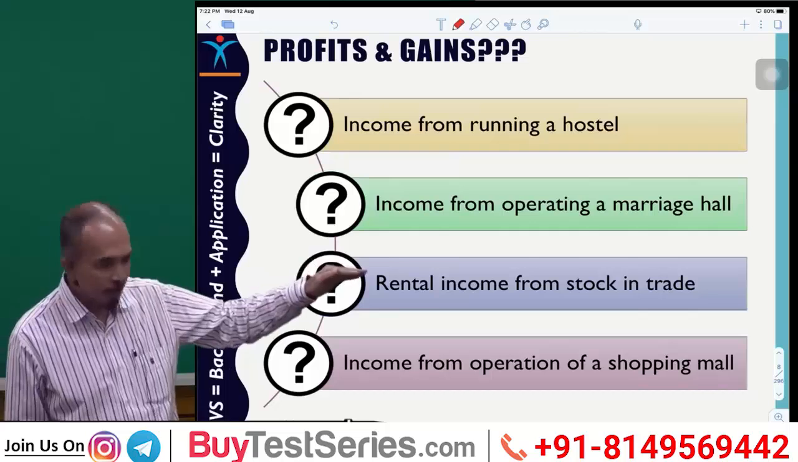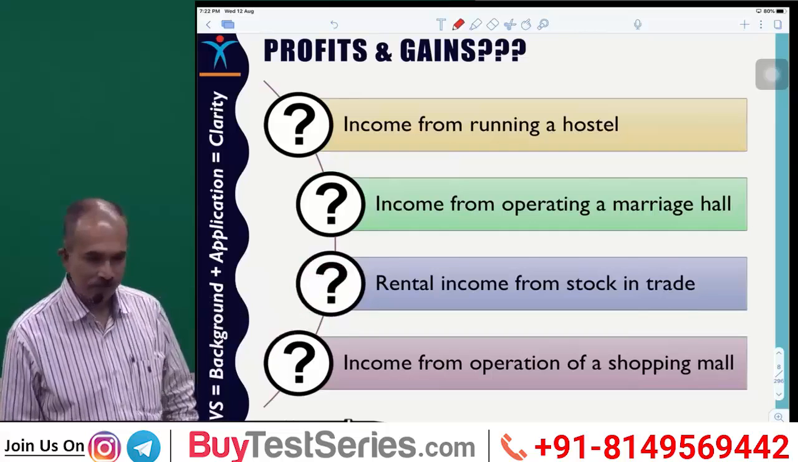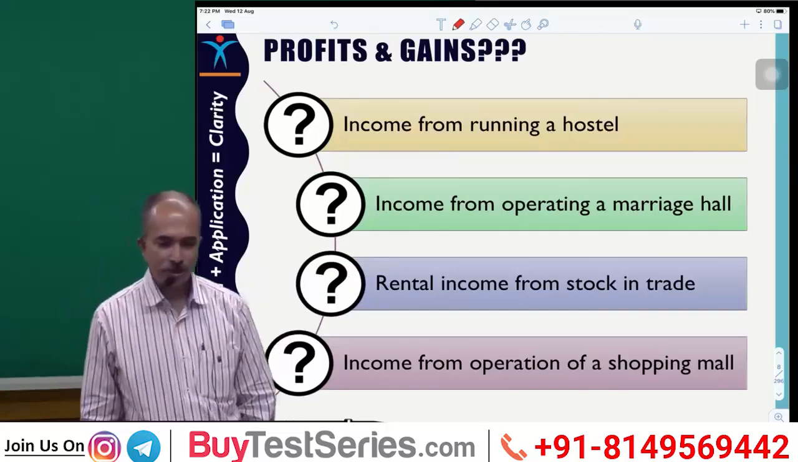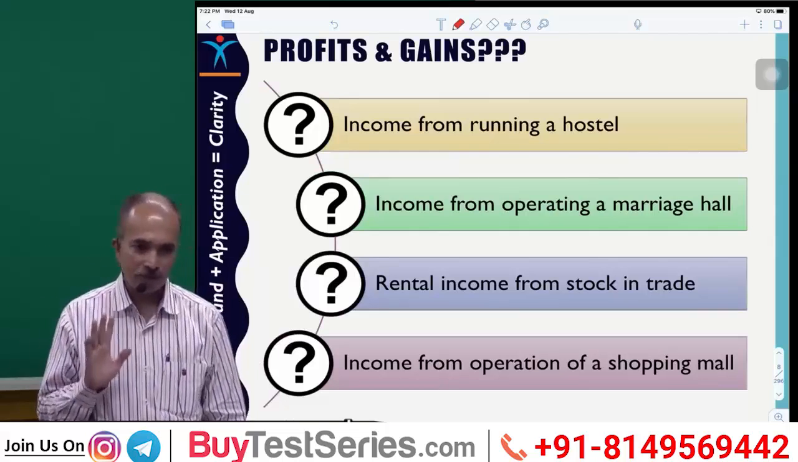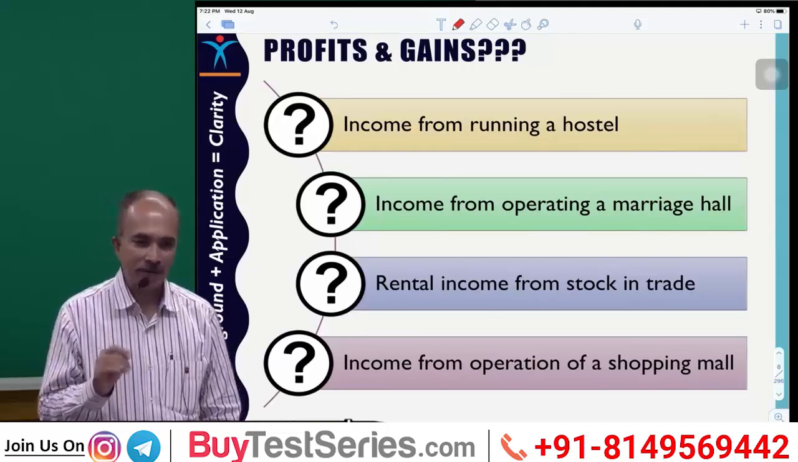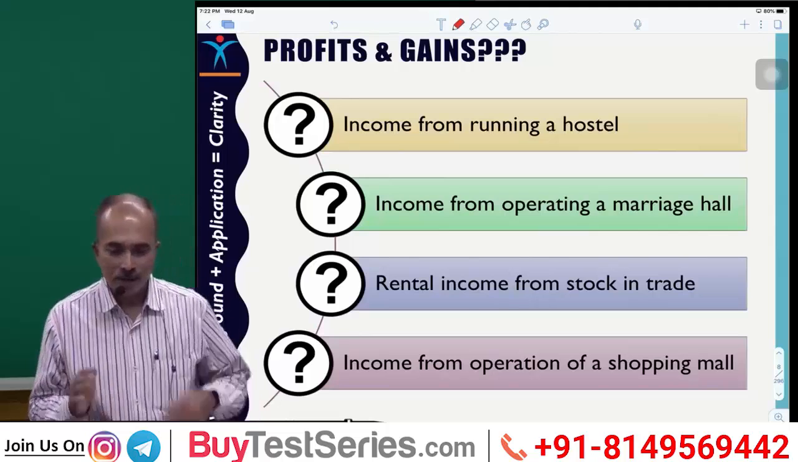I'll skip the rental income from stock. I'll come to the last point first: income from operation of a shopping mall. Please note what I'm talking of. First understand before you blindly say this or that.